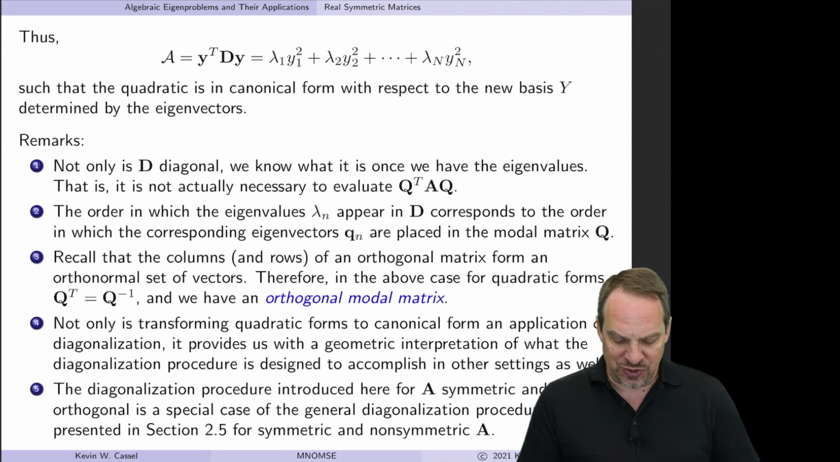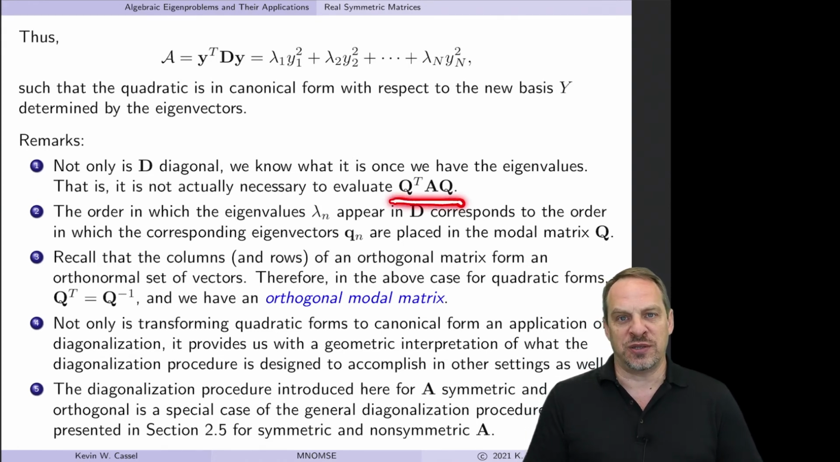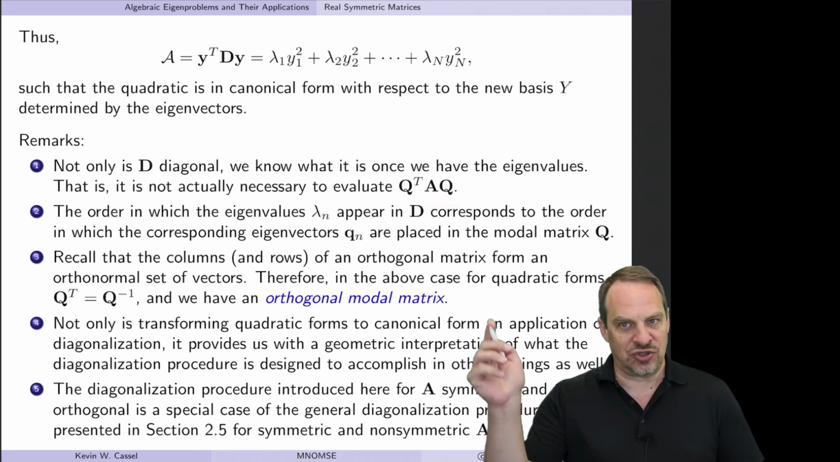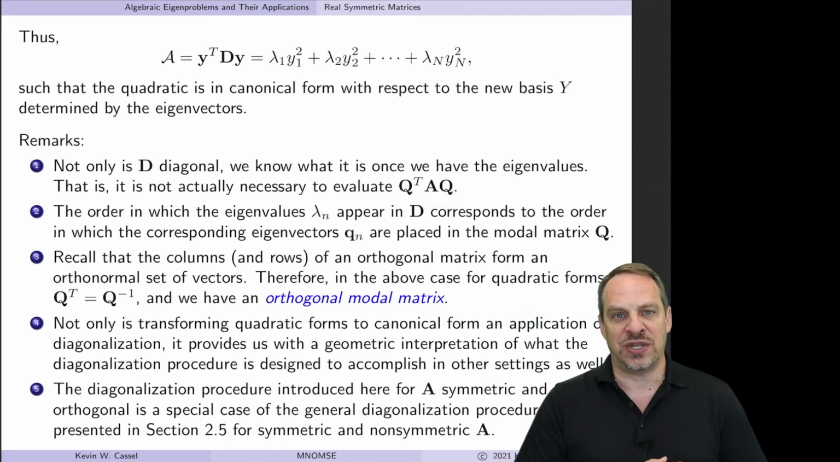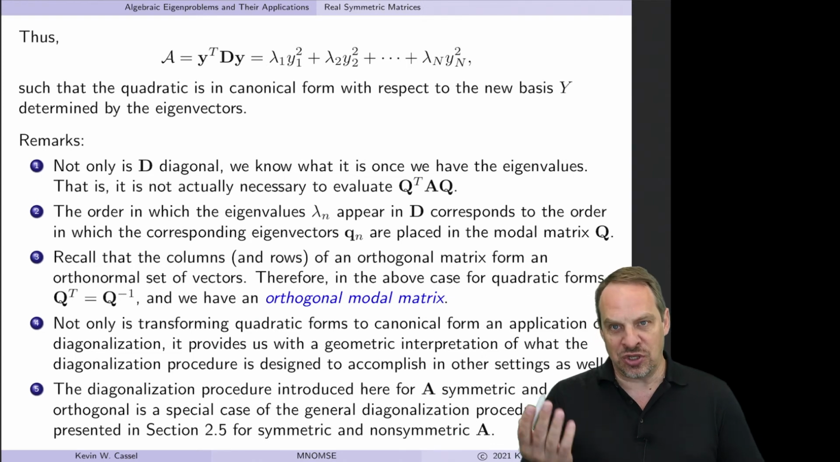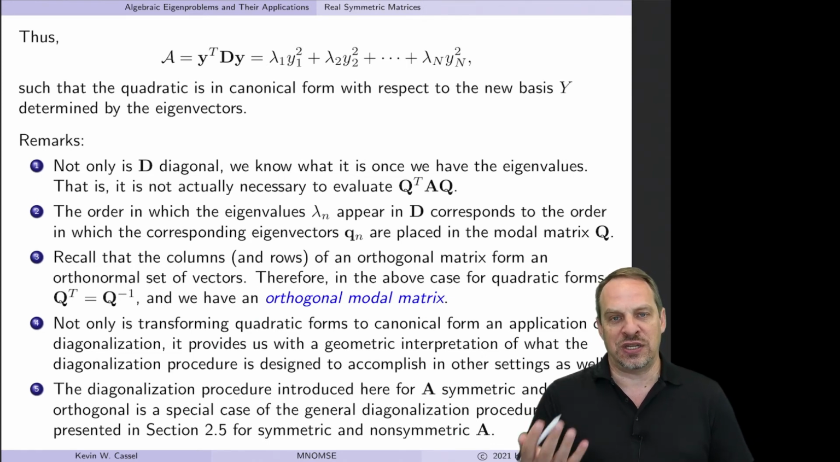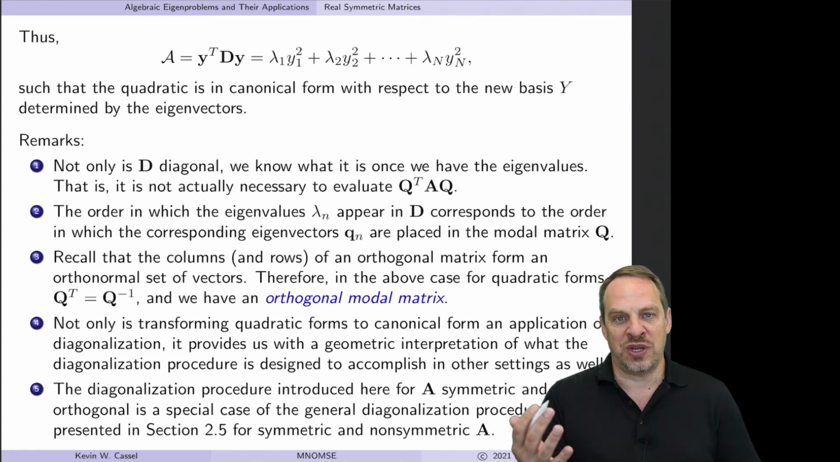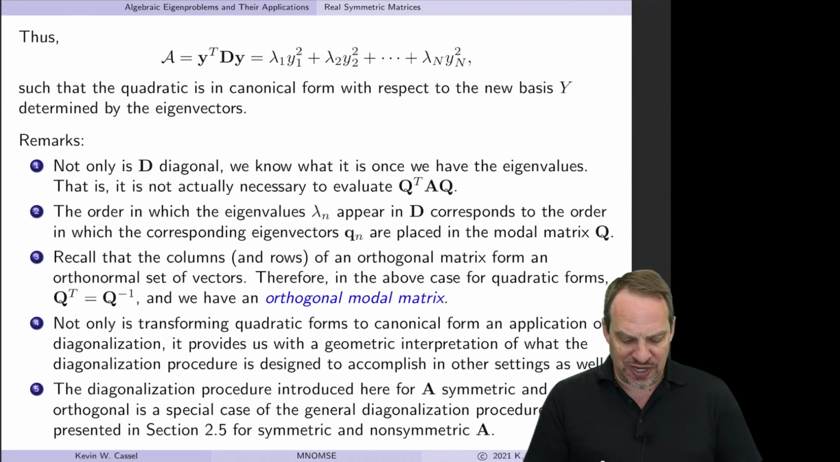So this is really powerful, and that's all going to carry over, as we'll see. One of the great things about this is I don't actually have to evaluate Q transpose times A times Q. Once I have the eigenvalues, I know what D is. It's just a diagonal matrix with the lambdas down the diagonal. I still need the Q, so I do need to get the eigenvectors because I need to do the transformation back and forth between x and y. But in terms of getting D, all I need to know is the eigenvalues.